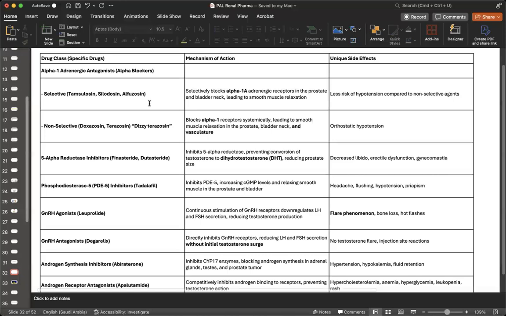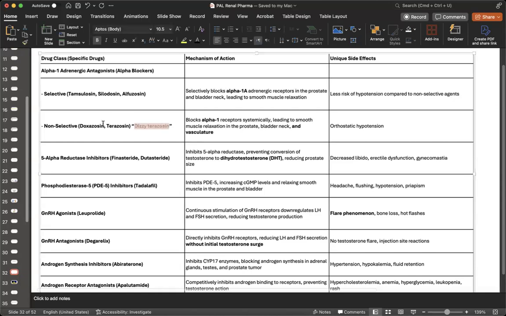That's why I tried to make up a mnemonic for you guys, which is called dizzy terazosin, which means doxazosin and terazosin cause dizziness. Why? Because they are non-selective. Now, I know you also have tamsulosin here, which is with a T. Terazosin and tamsulosin are with T's. So in order to remember the mnemonic, you want to use dizzy terazosin, and everything else is going to be selective. So dizzy terazosin is non-selective. Everything else is selective. Okay, remember that.